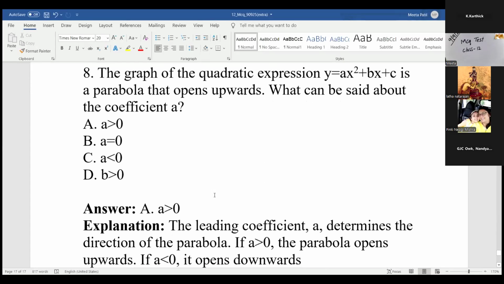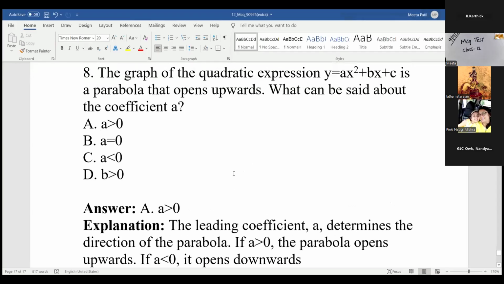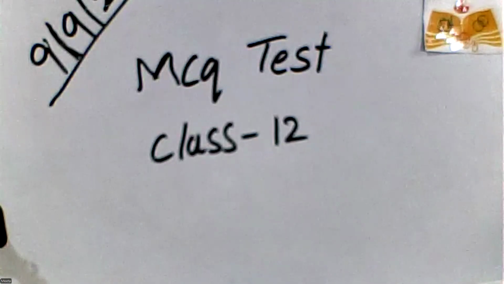So here you have the last question: the graph of the quadratic expression y is equal to ax square plus bx plus c is a parabola that opens upwards. What can be said about the coefficient a? Here we can say a is greater than 0, because the leading coefficient a determines the direction of the parabola. If a is greater than 0, the parabola will be opening upwards. If it is less than 0, it is opening downwards. So the option a greater than 0 is the correct option. I hope all of you corrected yourselves.